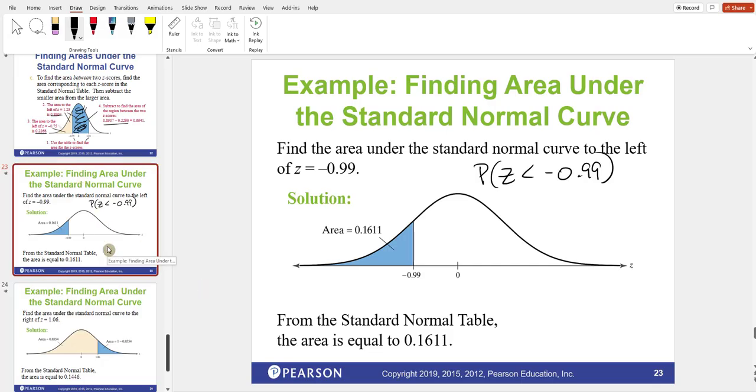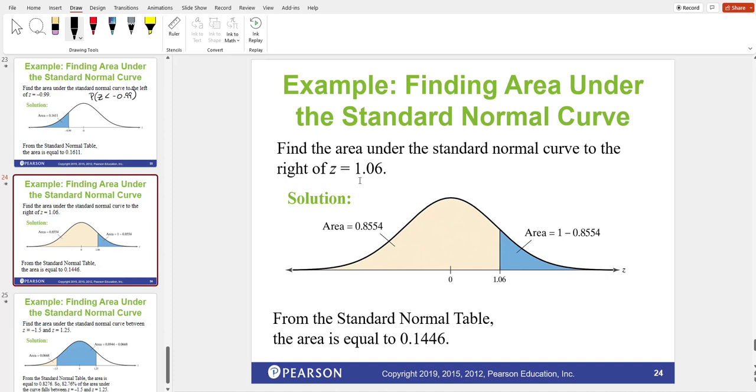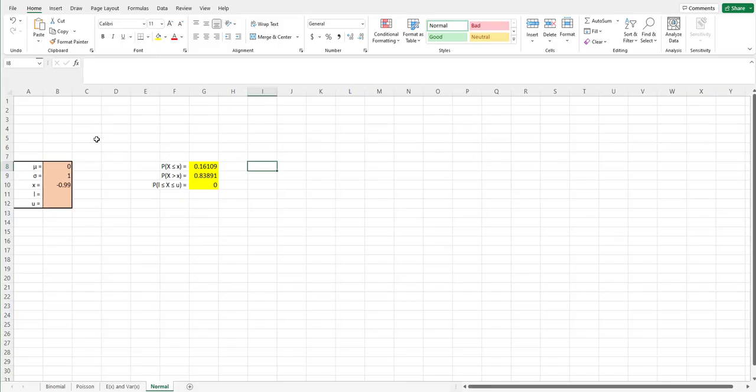Go to the next problem. This one, the probability to the area to the right of Z, where Z is 1.06. So go back. Mean and standard deviation stay the same, 0 and 1. I type in 1.06, and I want everything greater, so that would be this box here. And that yellow is 0.14457 or 0.1446.